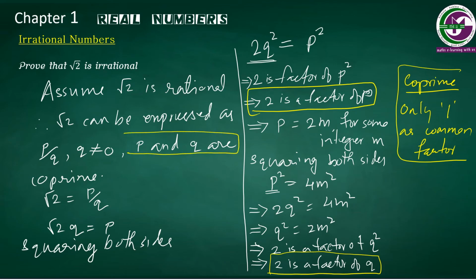This contradicts our statement that P and Q are co-prime. We started with P and Q as co-prime numbers, but we got 2 as a common factor. So it is a contradiction. All our steps are correct, so the only thing which can be wrong is our assumption. We started in a wrong way, so our assumption is wrong.